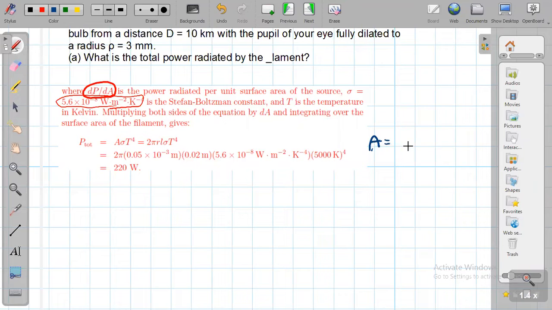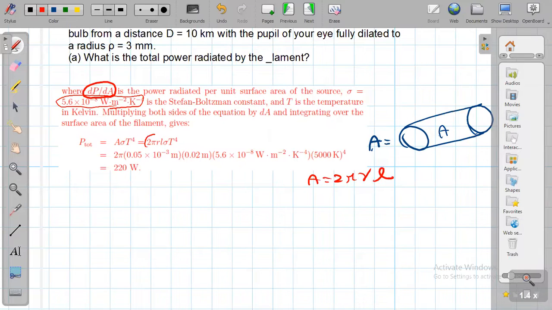Here, what might the area look like? The filament is like a cylinder. So for the cylindrical area, how do we get it? Surface area. You know the area of a cylinder is 2 pi r into L. That is why it was given here as 2 pi r L.